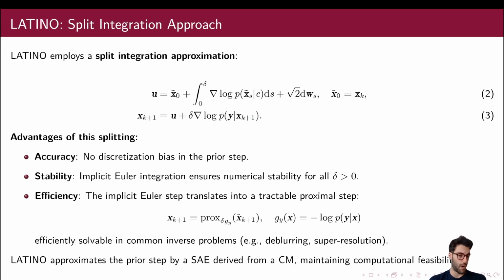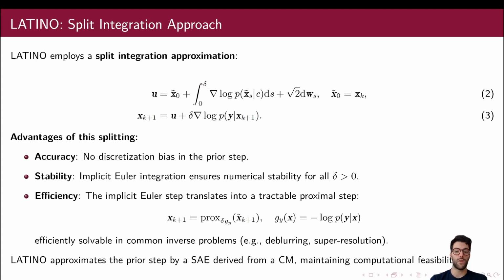The second part, the likelihood part, is an implicit Euler step, which is stable even for large deltas and is easy to compute because it is linked to the proximal operator, which can be computed in closed form for a lot of operators, for example linear ones. Then we have the first part, which takes care of the prior. And this one, obviously, is not possible to integrate exactly.